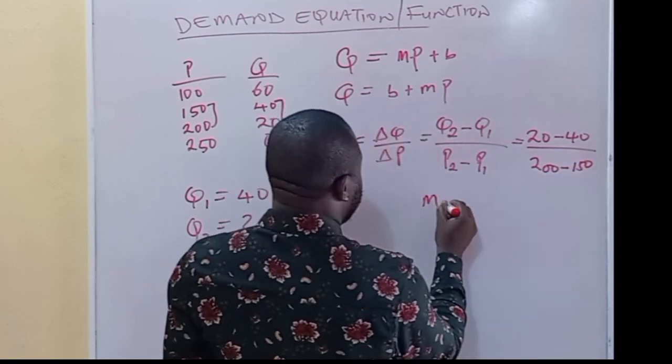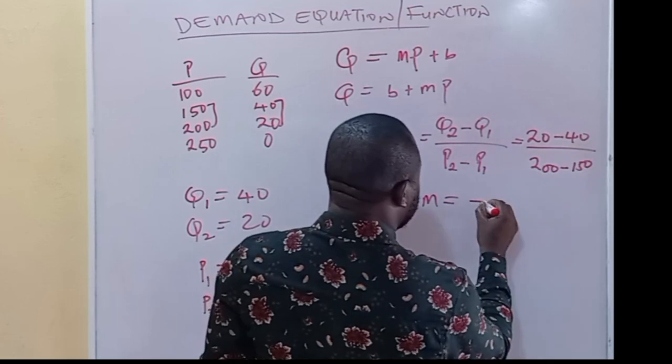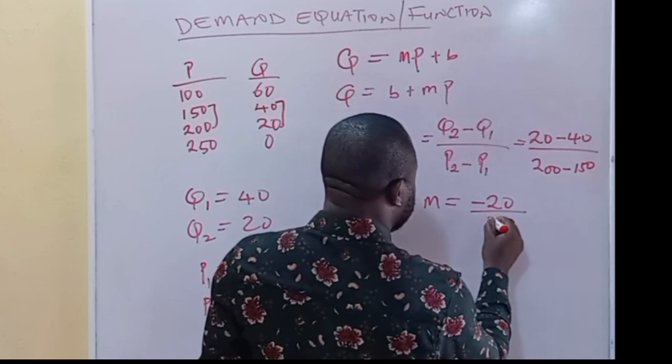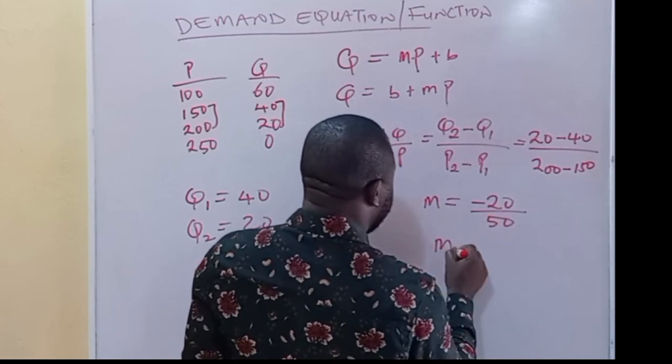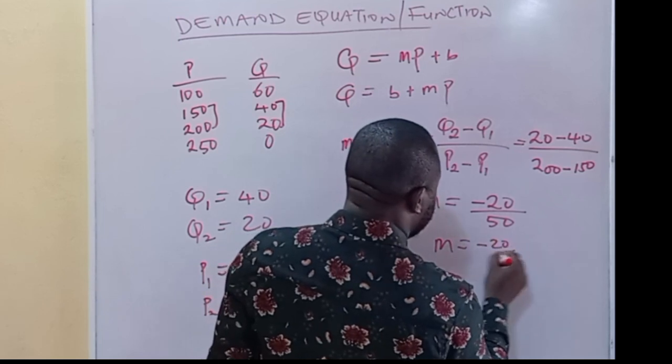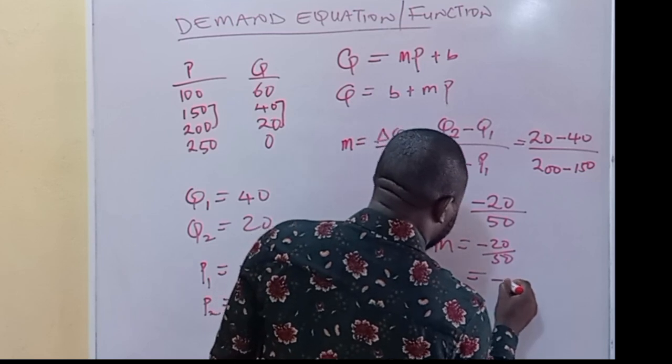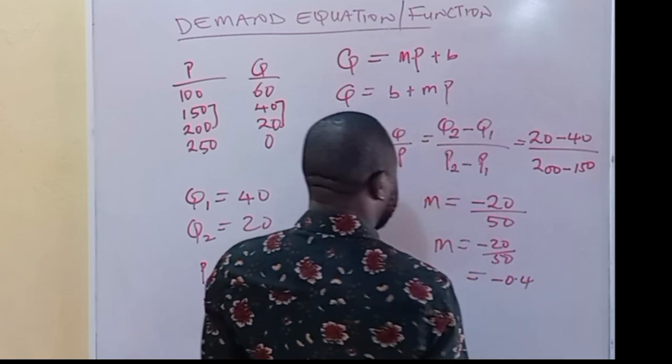So our M is going to be 20 minus 40, which gives us minus 20, divided by 200 minus 150, which gives us 50. And our M is going to be minus 20 divided by 50, which gives us minus 0.4.